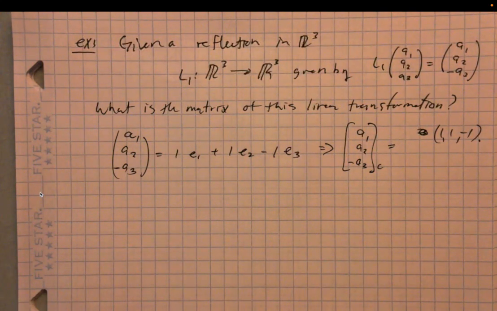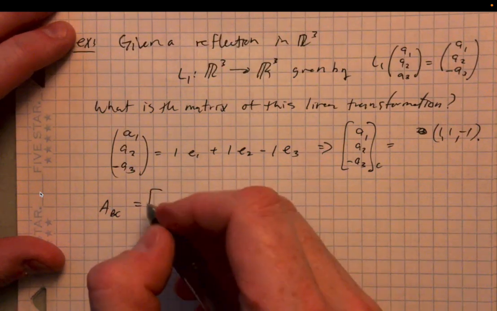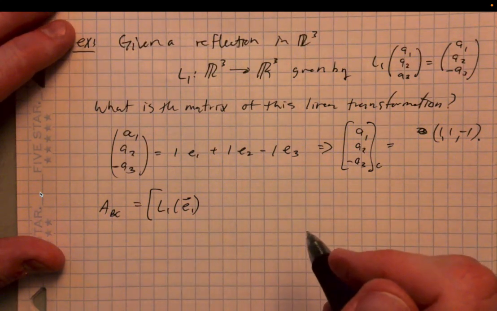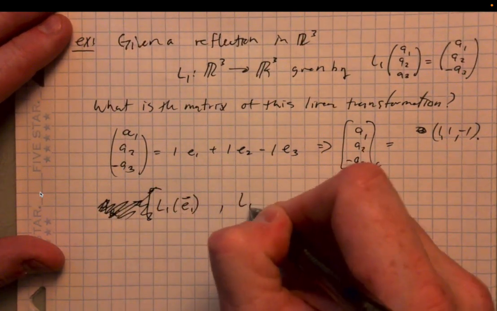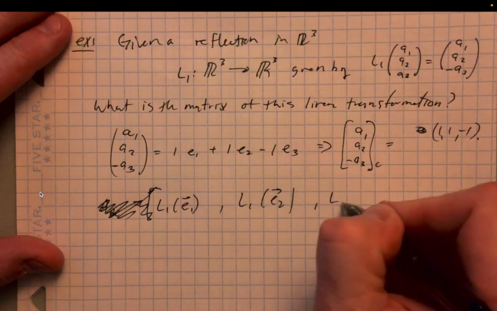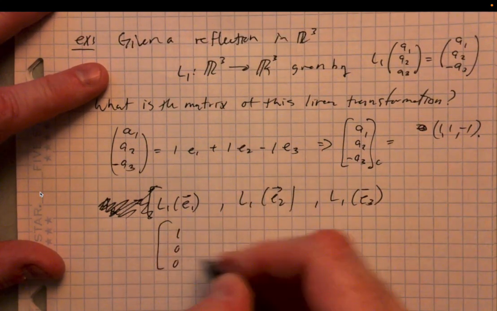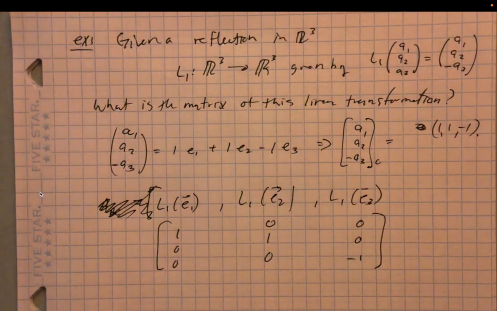So it's right there. Okay, and so if I'm looking for my A sub BC, I know that that's going to be L1 of E1, oh, sorry, this is not my A sub BC yet. So L1 of E1, L1 of E2, and L1 of E3. Right, I know what those are. That's going to be 1, 0, 0, and then 0, 1, 0, and then 0, 0, negative 1, right? Okay. And so this gives us what we need.